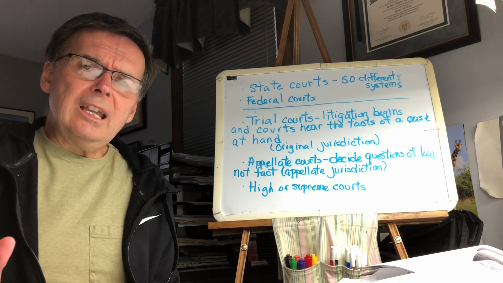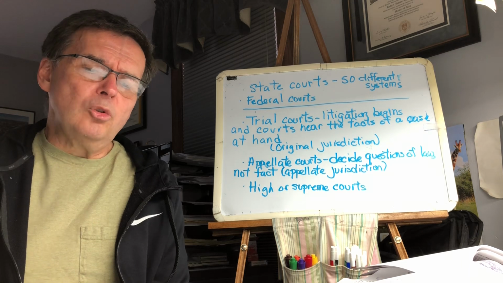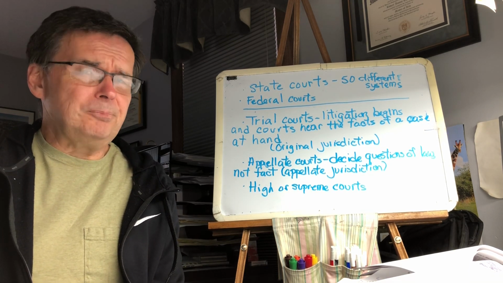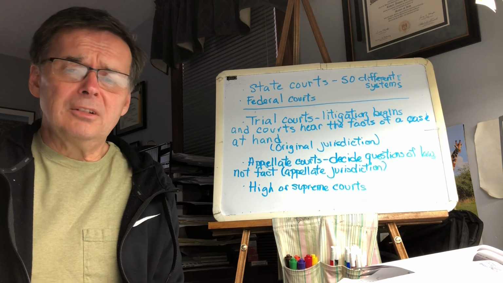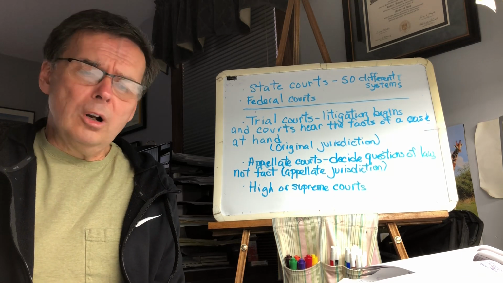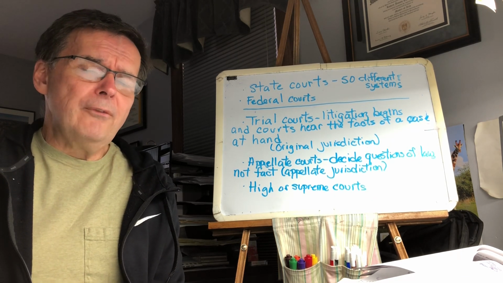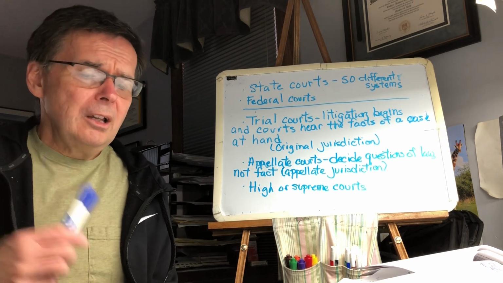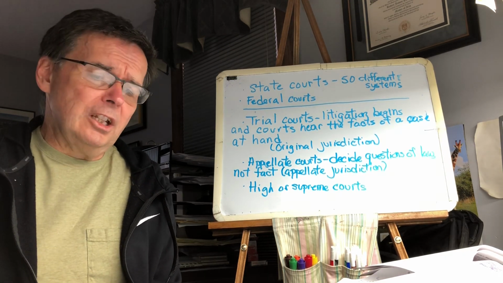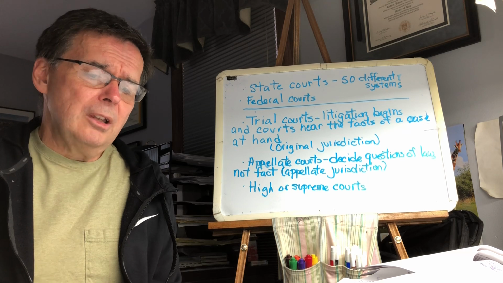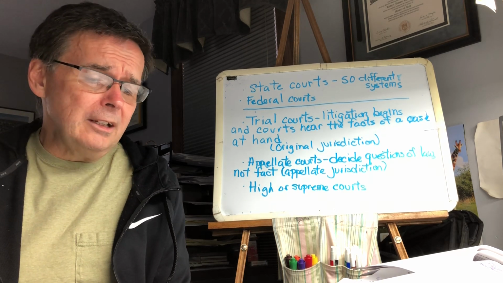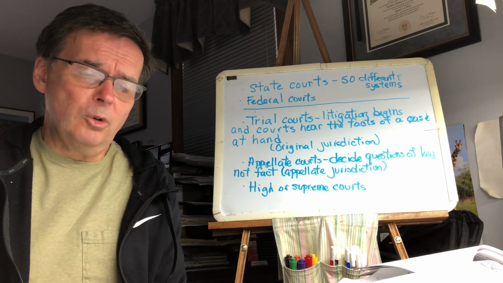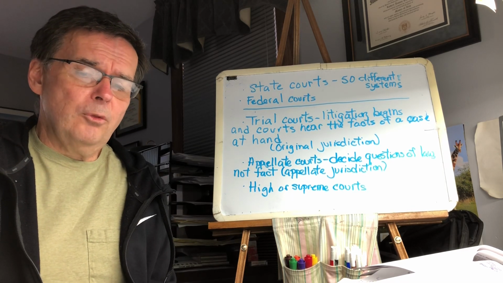Now, every state has at least one district court, and these courts do not cross state lines. The largest states, California, New York, and Texas, each have 4 district courts. And again, your textbook has a nice graphic of this on page 499, figure 14.3.